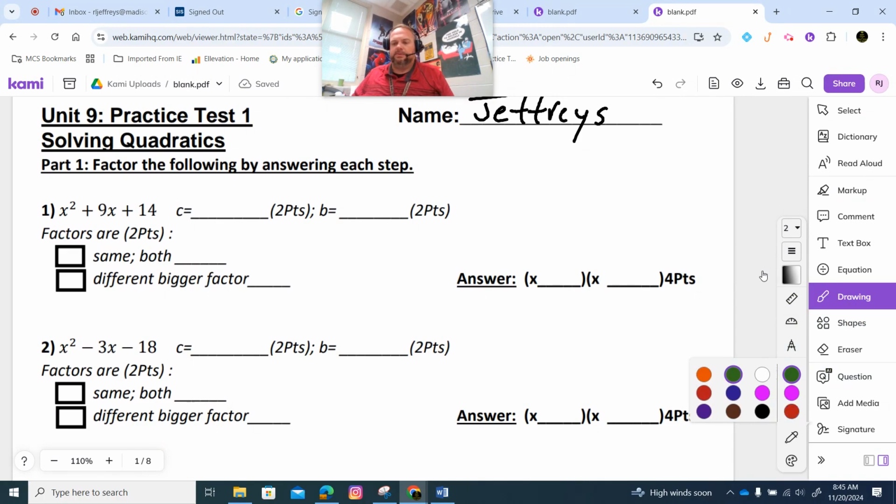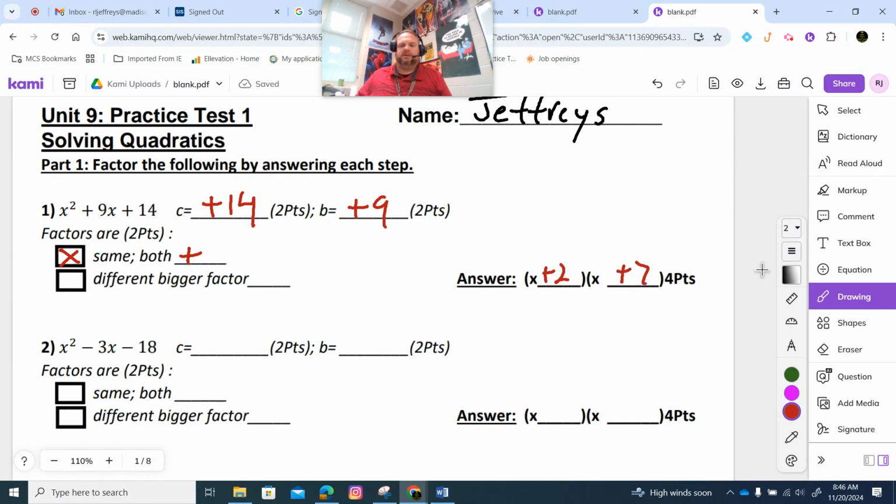All right. So now this is the test that people can actually do by themselves tomorrow. So for C, we have plus 14 plus 9. The factors are the same. They are both positive. So this would be plus 2 and plus 7, because those are the only two numbers that you could multiply to get 14, and they add to get 9.